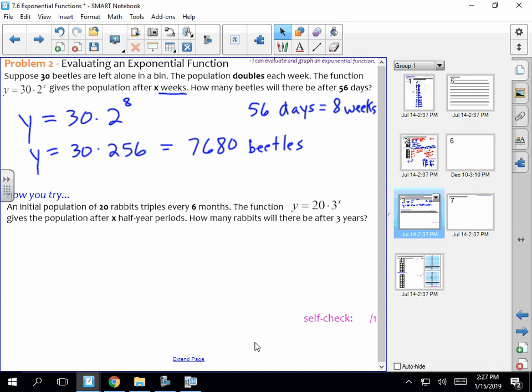Uh-oh, rabbits. An initial population of 20 rabbits triples every 6 months. Yikes. The function y equals 20 times 3 to the x gives the population after x half-year periods. So these are 6-month periods. How many rabbits will there be after 3 years? So 3 years equals 6 half-year periods.